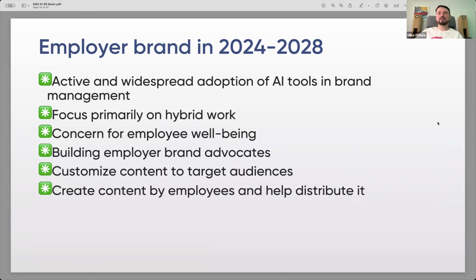Active and widespread adoption of AI tools in brand management. So today we will see some of them, and during this course we will be coming back to them again and again. Focus primarily on hybrid work, concern for employee well-being, building employer brand advocates, customize content to target audiences, and create content by employees and help distribute it.